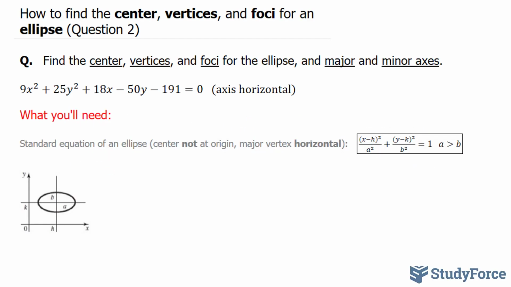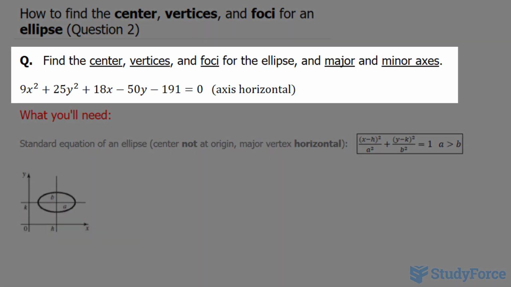In this video, I'll show you how to find the center, vertices, and foci for an ellipse. This is question 2 in the series. The question reads, find the center, vertices, and foci for the ellipse and major and minor axes.